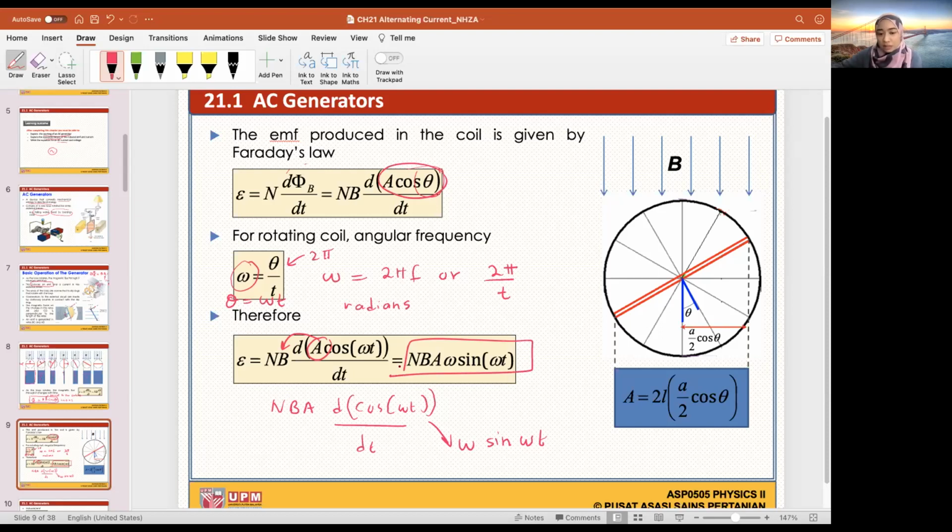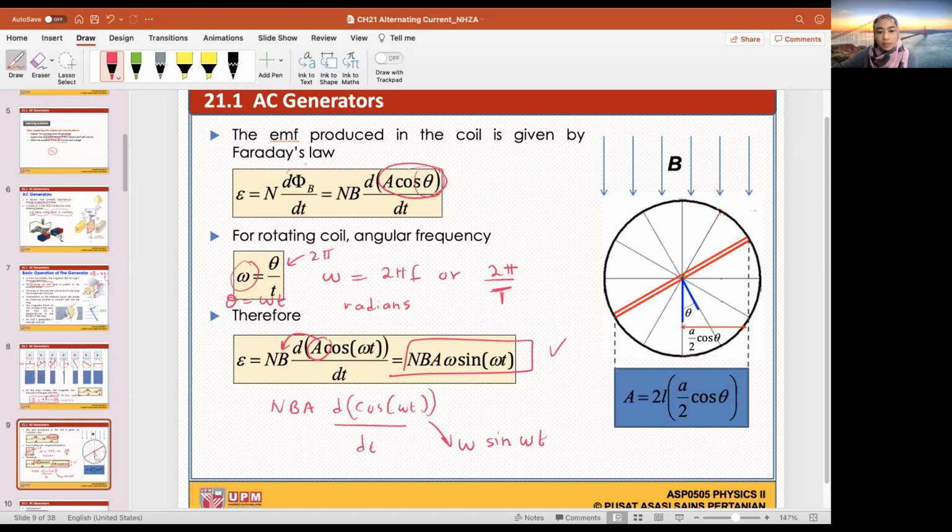Okay, so basically for this slide, you have to memorize this equation. NBA omega sine omega t. What is omega? Omega is your angular speed or angular frequency. What is omega? Omega can be 2 pi f or 2 pi over T, capital T, the period.